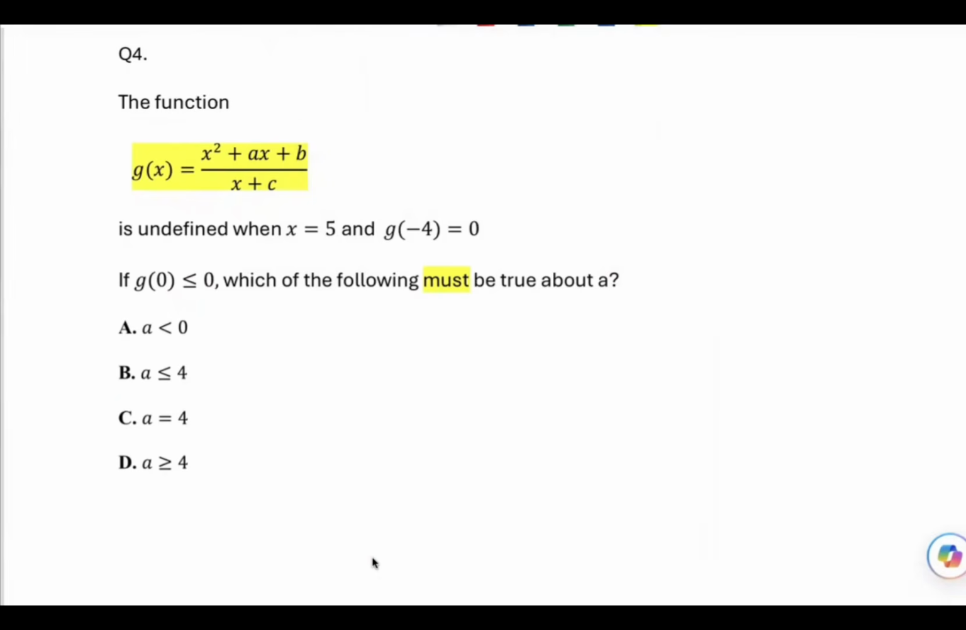As you can see, the questions get harder and harder. Question 4 is another hard one. If you can answer this, you know a lot of concepts. We can use Desmos and algebra. We start with algebra and with Desmos.